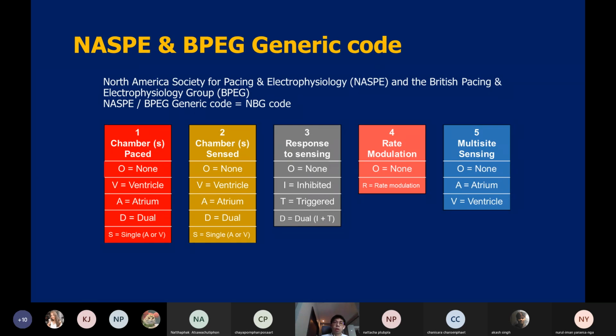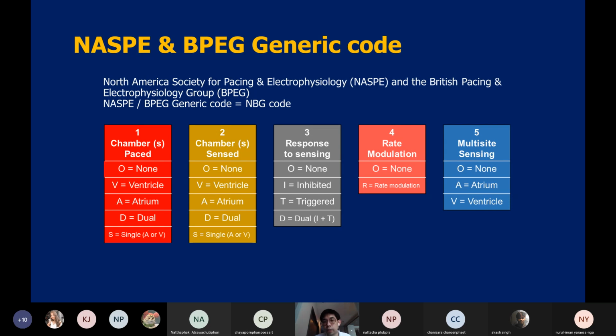This code, if the patient was programmed with this rate modulator, the code would appear as the letter R in the fourth letter of the code. If the patient does not have a rate modulator, there should be 0, or there should not be any code on the fourth letter.